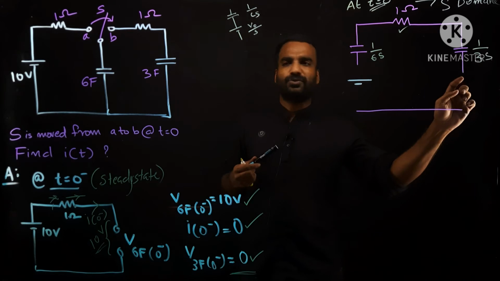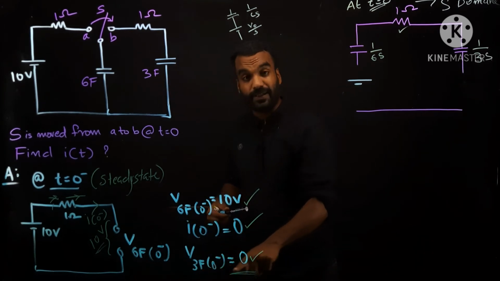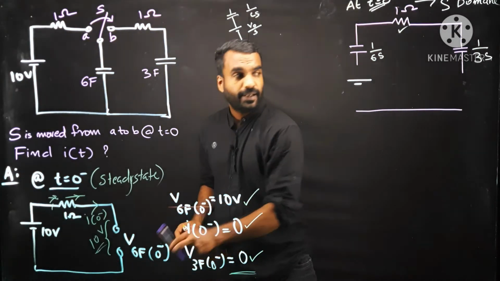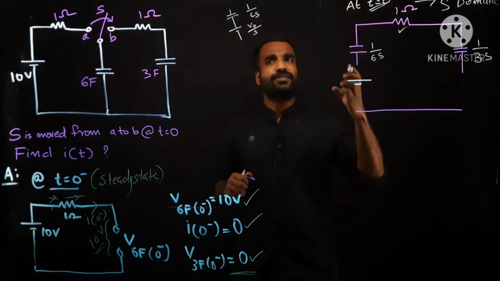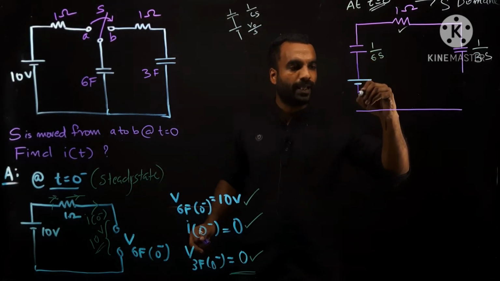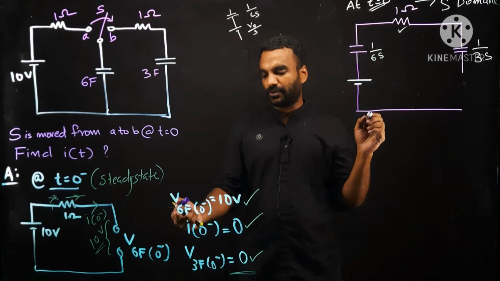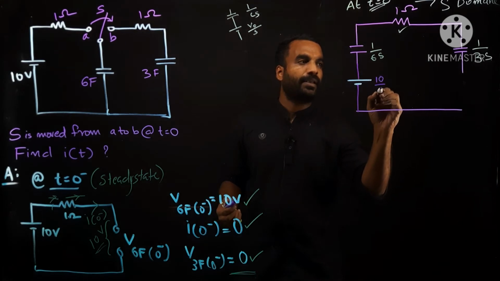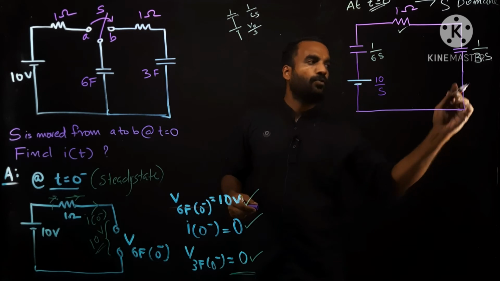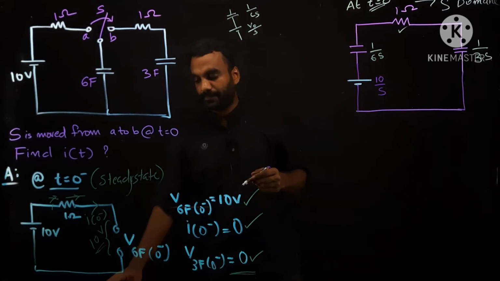And is there any voltage source here? No, because the 3F capacitor is not having any initial voltage, 0 volt. So no need to connect a voltage source there. If it is having an initial voltage like this capacitor, we have to connect that also like this. And its equation is V0 by S. What is V0? 10. So it is 10 by S. And in this capacitor, no initial voltage, so no battery.